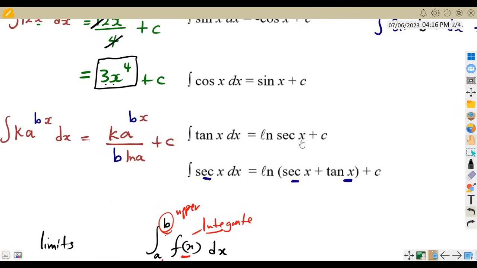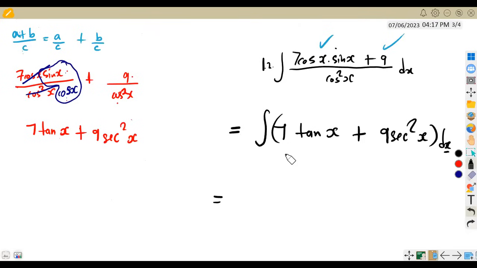All right, so take note about this integral. This is going to be ln sec x. But taking note that there is a 7 there, which is multiplying. So this 7 is just a constant. It multiplies our answer.